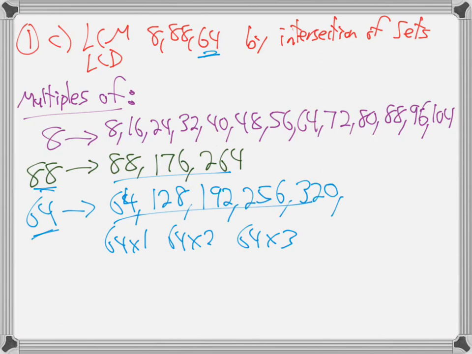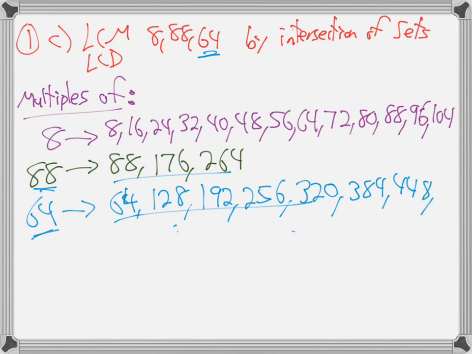So what is it? 64 times 6. What's that? 384. And then 64 times 7, 448. We got to keep going. So then 64 times 8, 512. I know this is a terrible method. I have a way better method coming. What's the next one?